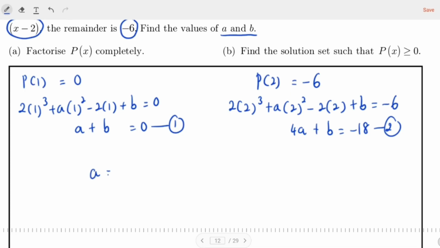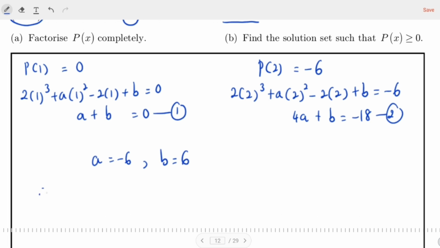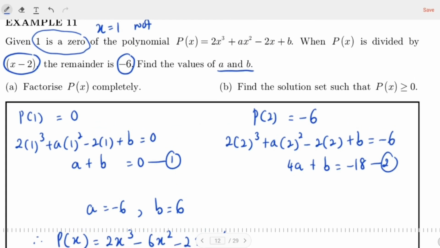And the value of a is -6, and b is equal to 6. So we could write down our polynomial as 2x cubed minus 6x squared minus 2x plus 6. That is for the first part of the question.